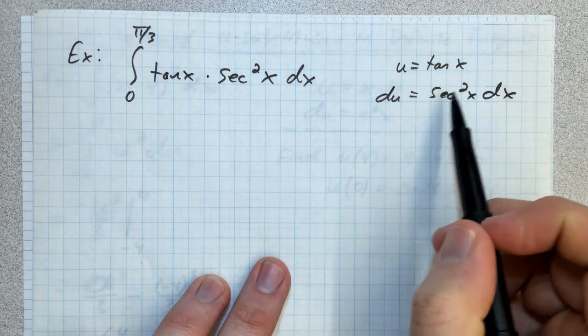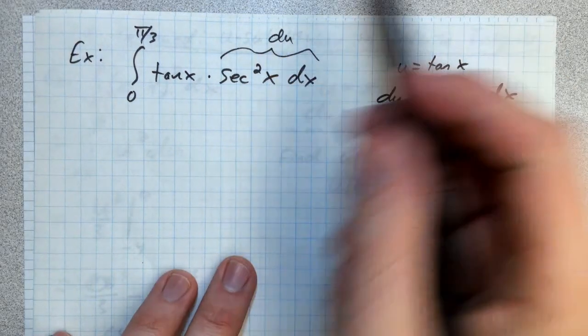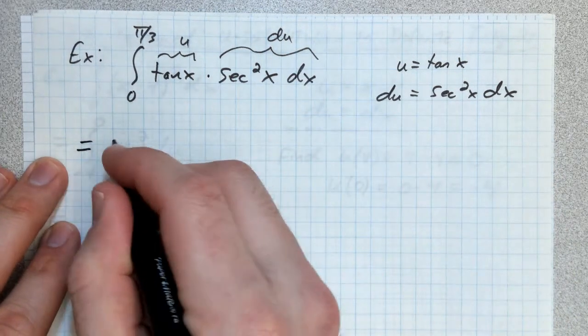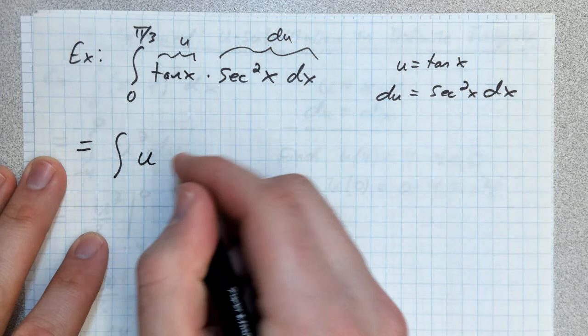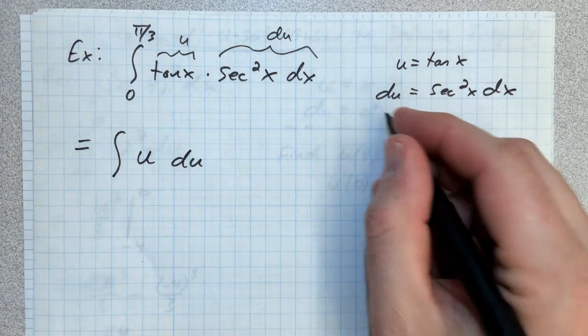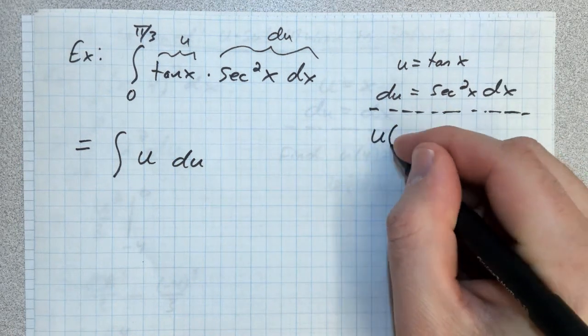I can take that piece here and plug that in as du. Tangent will be u. And then I'm going to leave my bounds for now. So this will end up being just u du. Right? And then I'm going to go over here and do a little bit of scratch work and find what is u of pi over 3.